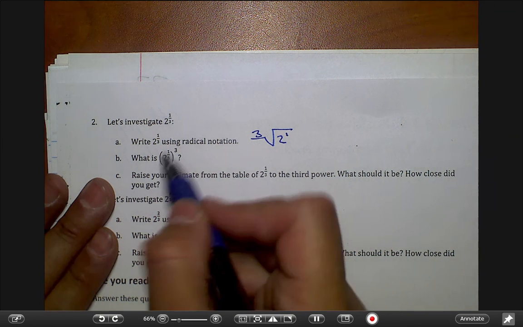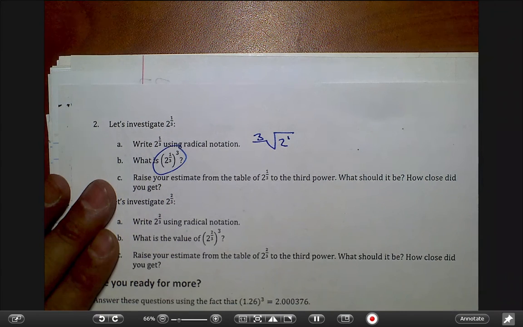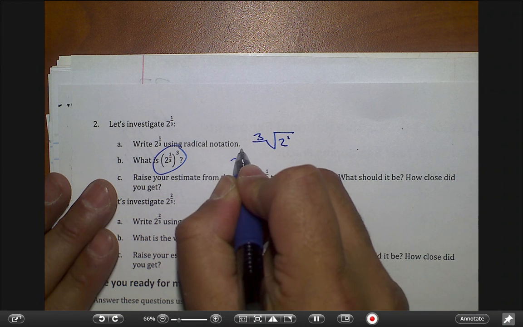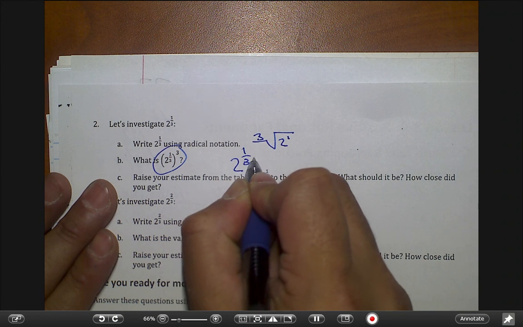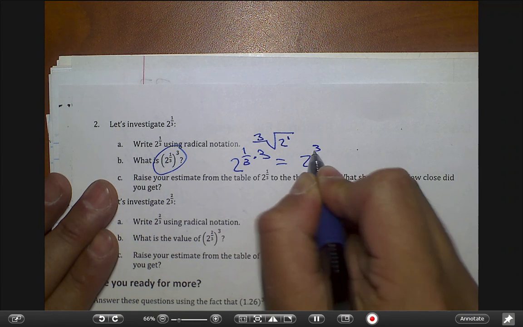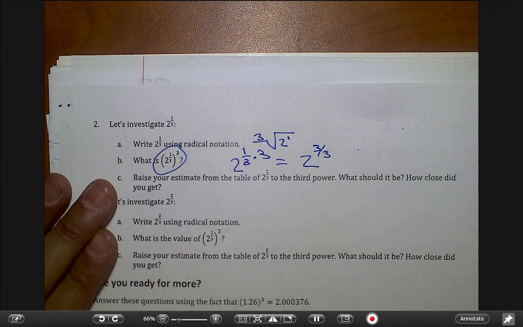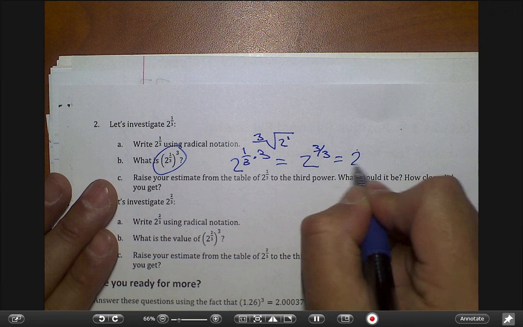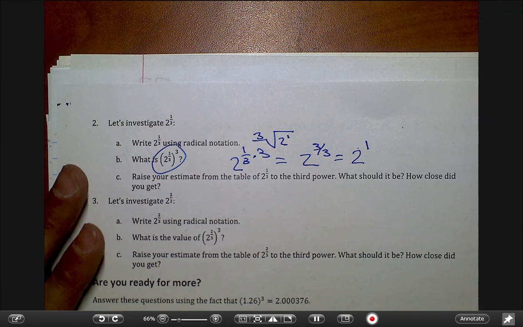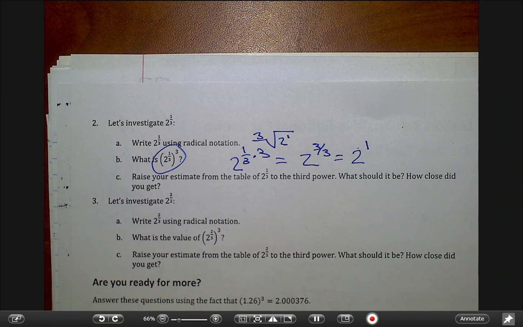All right. Let's look at the next one. What do we do with my power to power? Multiply. So it's going to be 2 to the 1/3 times 3, right? Which gives me 2 to the 3/3. And that's going to be 2 to the first. Yes? No? Maybe?